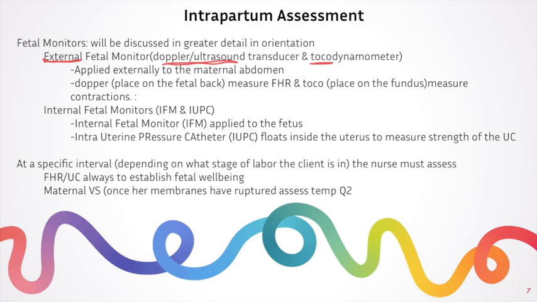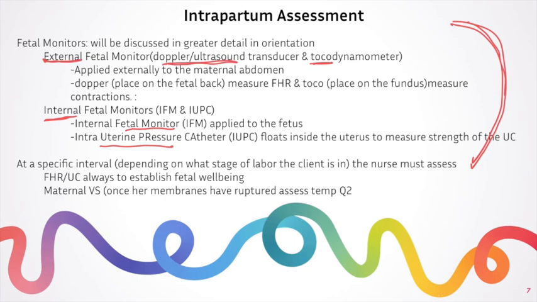The internal fetal monitor goes inside the client's body. There's two pieces of it. The internal fetal monitor picks up the heart rate of the baby, and the intrauterine pressure catheter picks up the contraction strength of the client. And again, we're going to go over these in much detail during orientation, so just kind of put a pin in that until we do that.